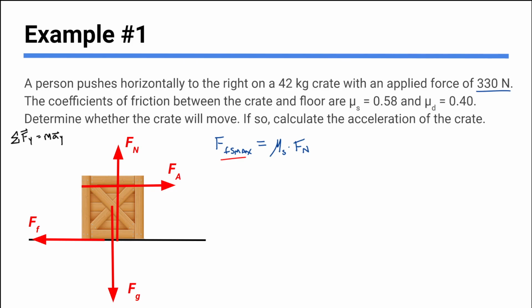When you do net force, what you do is you add up all of the vectors in that dimension. So I'm going to add up all the vectors in y. I have 2 vertical forces: the normal force and the force due to gravity. And we're going to say up is positive and down is negative. That's a convention. You can flip them if you really want, but that'll make life easy.